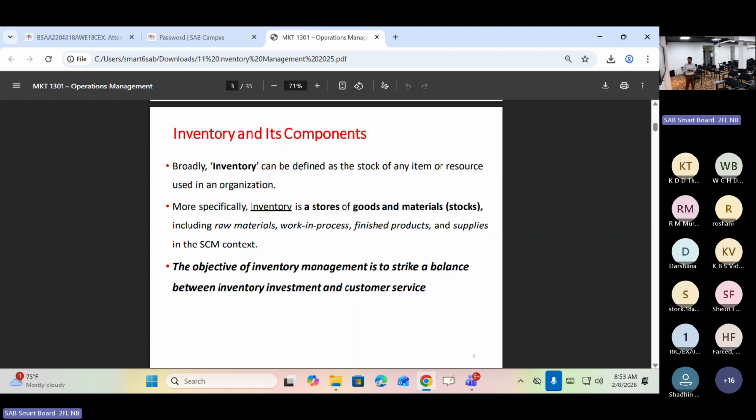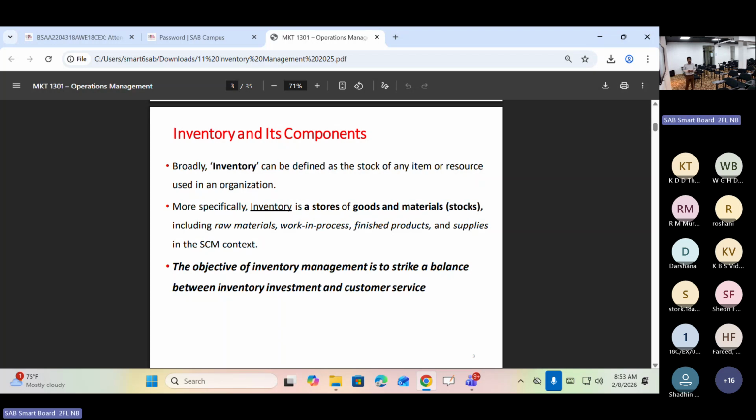That is the issue. To make sure that the company is maintaining higher customer service levels, they have to maintain high levels of inventories. But when the inventory levels are high, the investment would also be high. So the purpose or the objective of inventory management is to strike a balance between inventory investment and customer service level, and thereby you make sure you fulfill the market demand on time without any failure, while minimizing the inventory related cost or inventory investment.